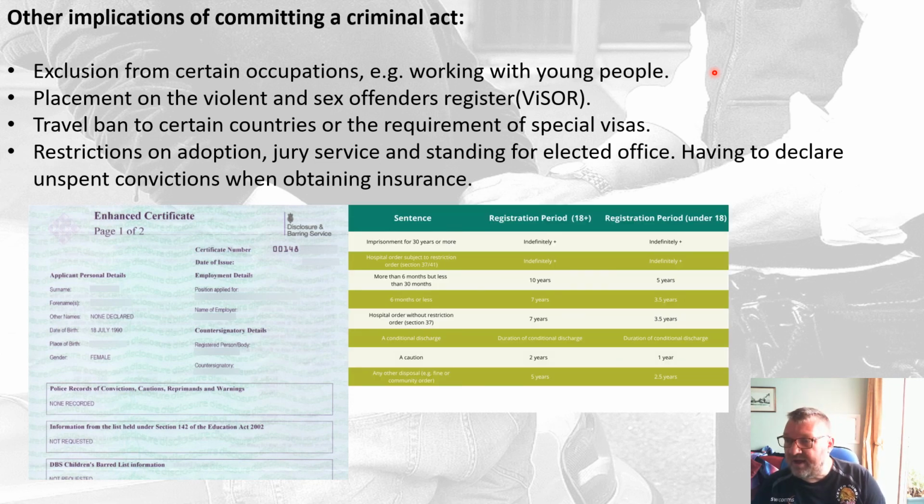And I've put there, this is for VISOR, the Sex Offenders Register. This is for how long you would be on the Sex Offenders Register, depending on your age and what your sentence was. So you can see if you are in prison for 30 months or more, whether you are under 18 or over 18, indefinitely on that register. If you're more than 6 months but less than 30 months, it's 10 years if you're over 18, 5 years if you're under 18. So you can have a think about that.